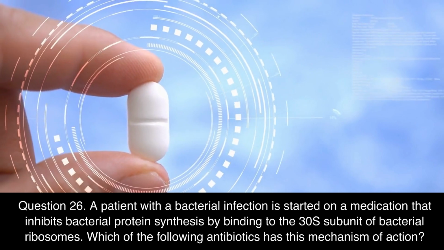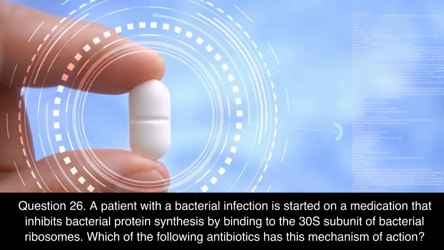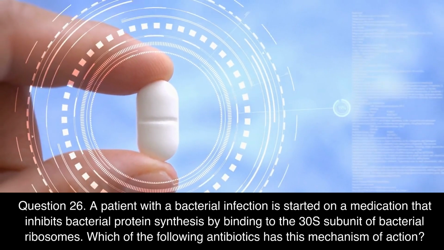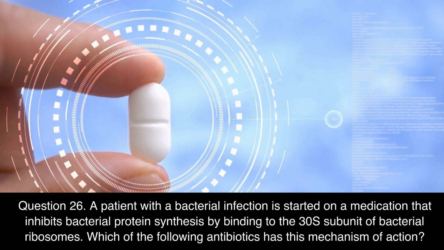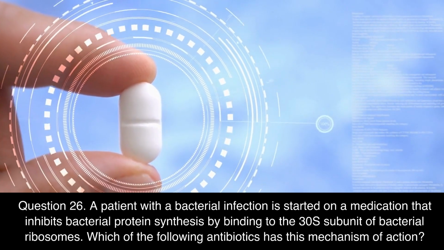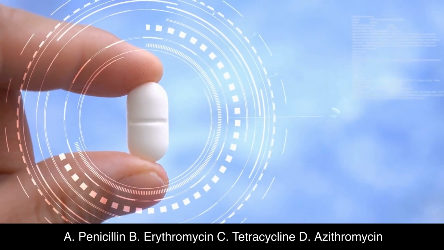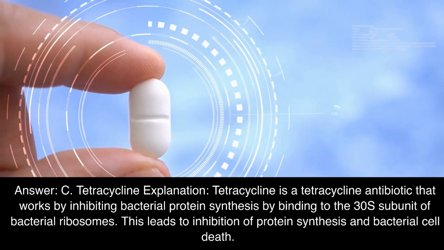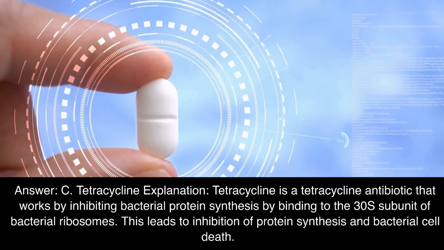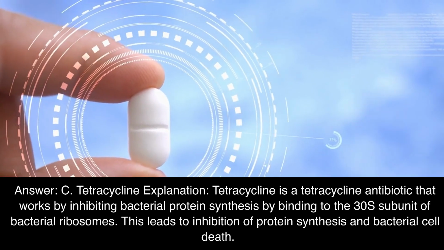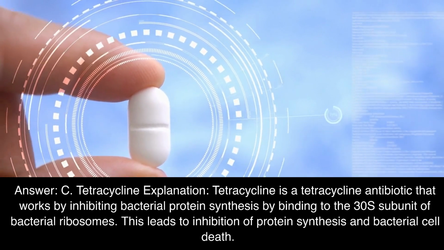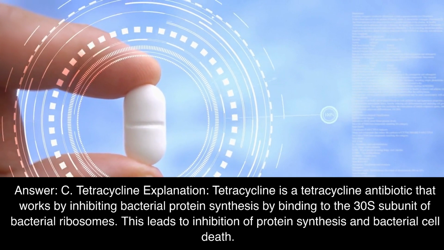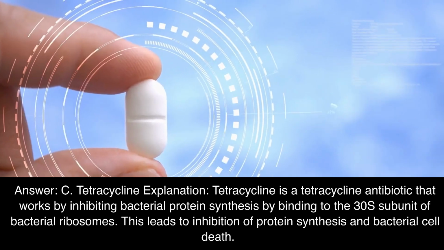Question 26. A patient with a bacterial infection is started on a medication that inhibits bacterial protein synthesis by binding to the 30S subunit of bacterial ribosomes. Which of the following antibiotics has this mechanism of action? A. Penicillin, B. Erythromycin, C. Tetracycline, D. Azithromycin. Answer: C. Tetracycline. Explanation: Tetracycline is a tetracycline antibiotic that works by inhibiting bacterial protein synthesis by binding to the 30S subunit of bacterial ribosomes. This leads to inhibition of protein synthesis and bacterial cell death.